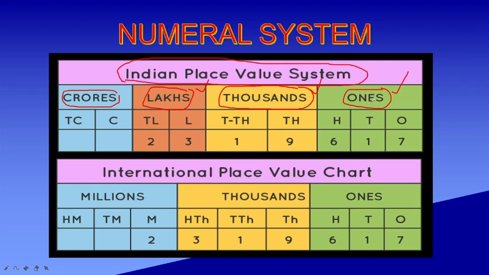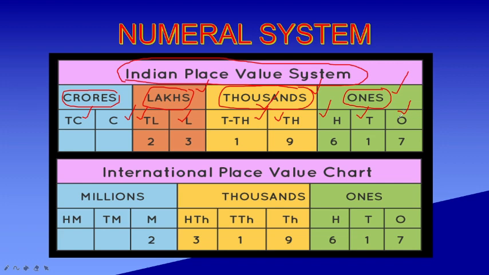And see here, the ones period has three parts. The ones period is divided into three parts. Thousand period is divided into two parts, this one and this two part. And lakh period is also divided into two parts. And crore period is also divided into two parts. You have to remember, the ones period is divided into three parts. Thousand period is divided into two parts, lakh period is divided into two parts, and crore period is divided into two parts.